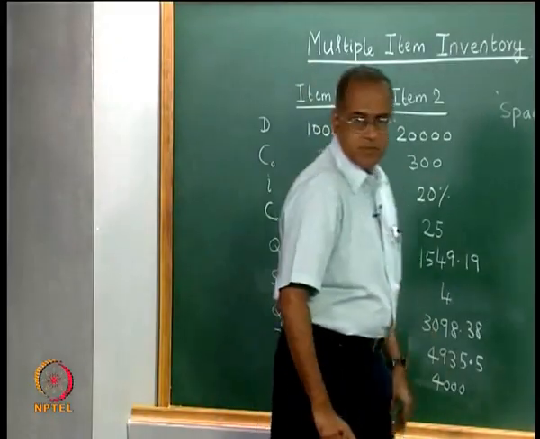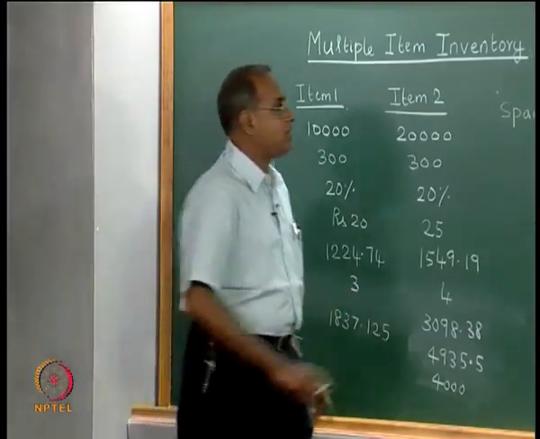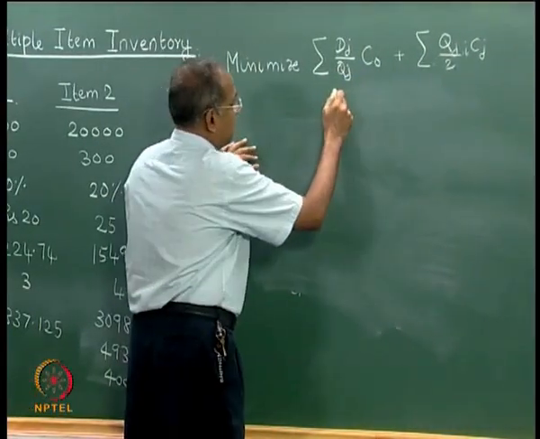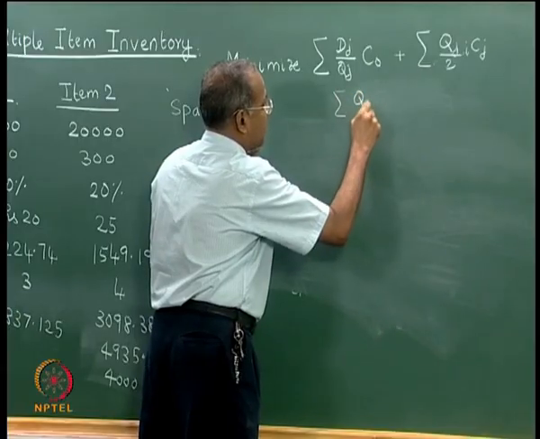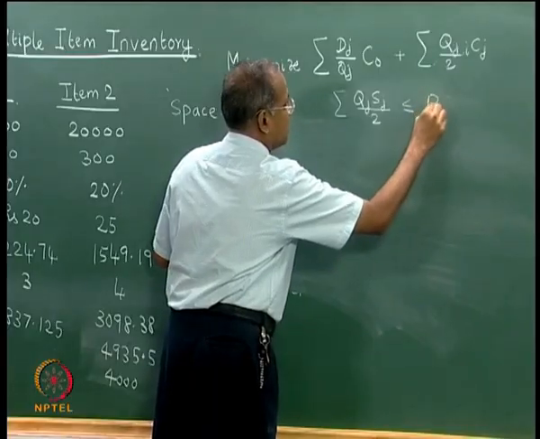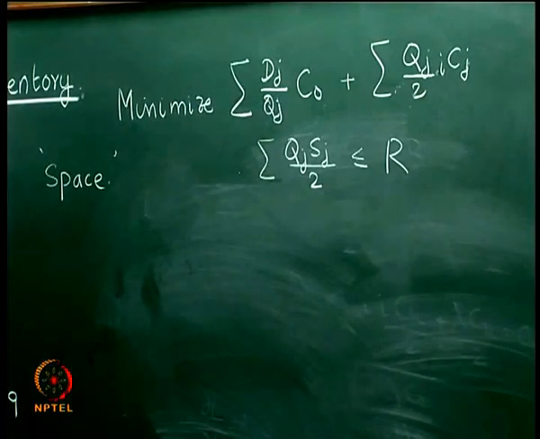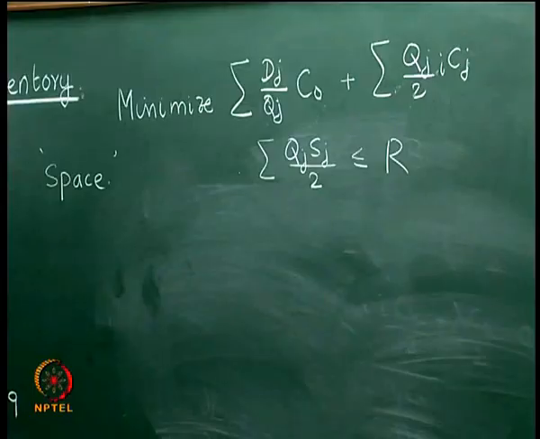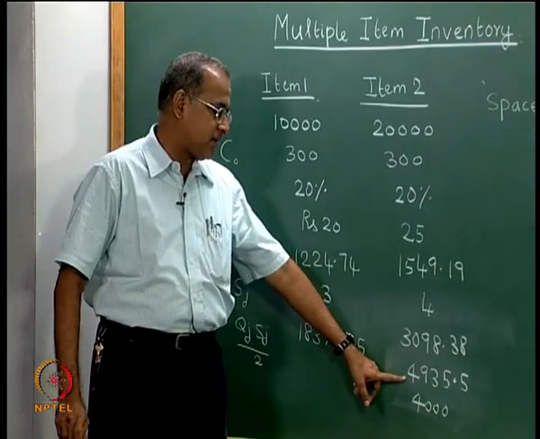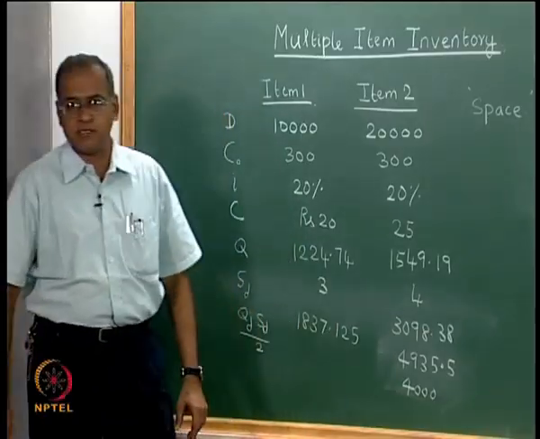Now we need to solve this problem because the economic order quantity again does not satisfy this. So we say that I now want to minimize the sum of ordering cost and carrying cost, subject to the condition that the space required by the average inventory is less than or equal to some R. As usual we solve the unconstrained version, which gives us the economic order quantities and an average space requirement of 4935.5. This is higher than the available space of 4000.